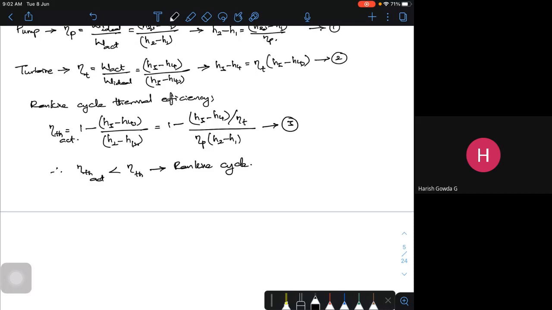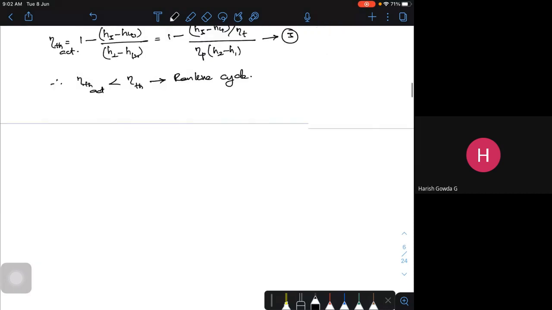Let's go to the next topic, which is called reheating. A reheat cycle or reheating. Now if I want to increase the thermal efficiency of any vapor power cycle plant or steam power plant, we adopt two methods. One is reheating and the other one is regeneration. Okay, what is this reheating?